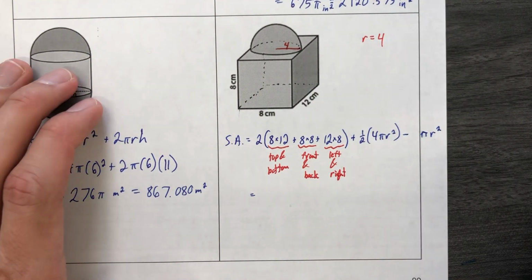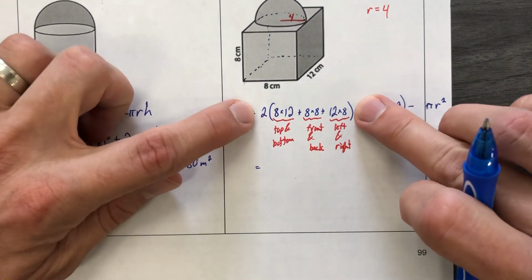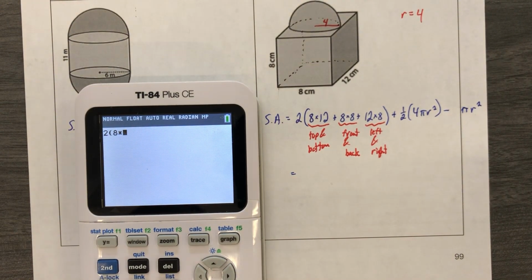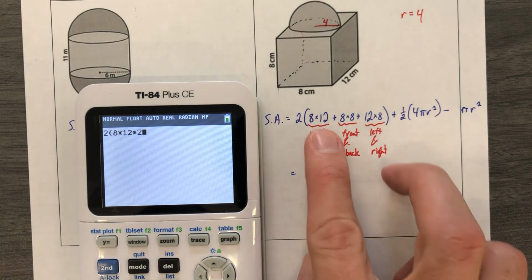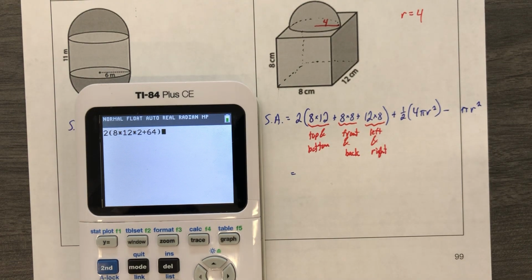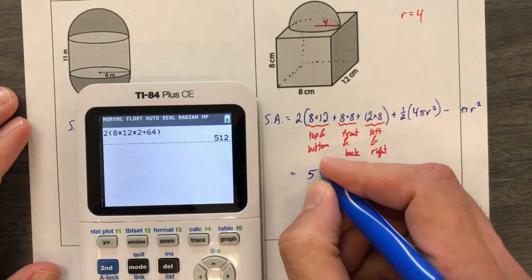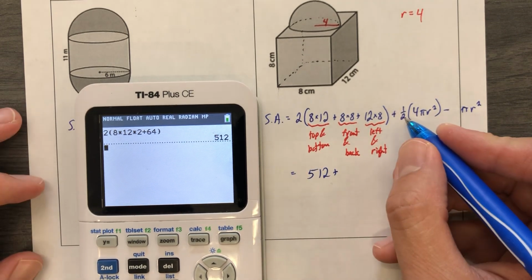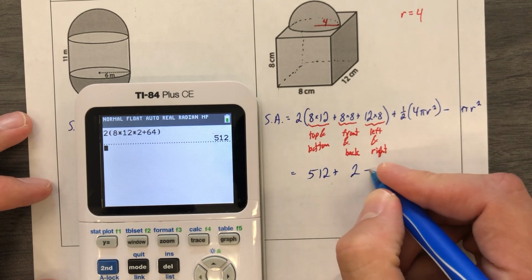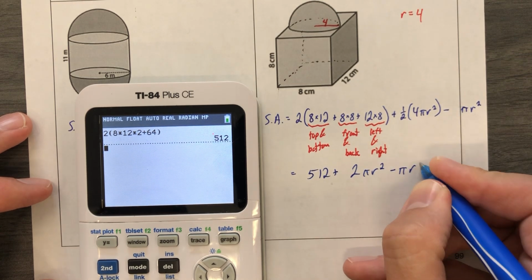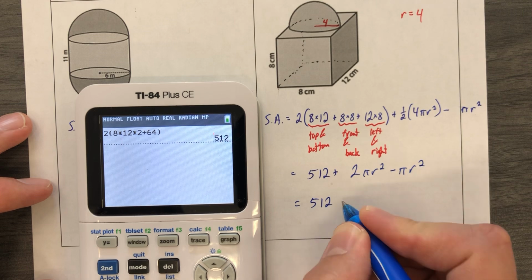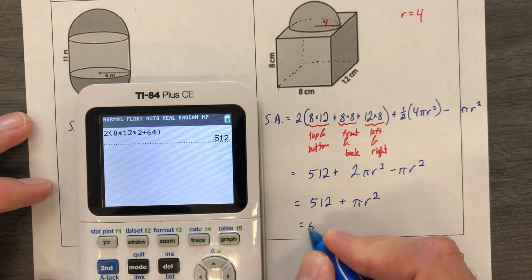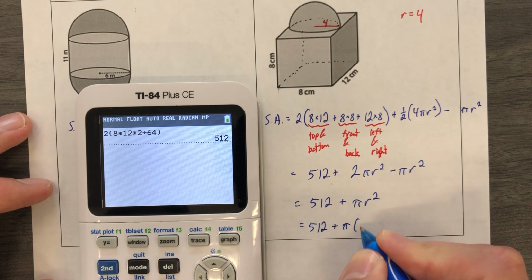So let's keep going. I'm going to go ahead and figure this part out. I just find it necessary. So we're going to have 2, and then 8 by 12, actually, times 2, because there's that one and there's that one, and then plus 8 times 8, which of course is 64. So we're going to have 512 plus, and then I'm going to go ahead and write all this out again, sort of. This is 1/2 times 4, so 2 pi r squared minus pi r squared. And if you want to take this out an extra step, you can do 512 plus, let's see, 2 minus 1 is going to give me 1 pi r squared. Interesting. So 512 plus pi times, we know the radius is 4.